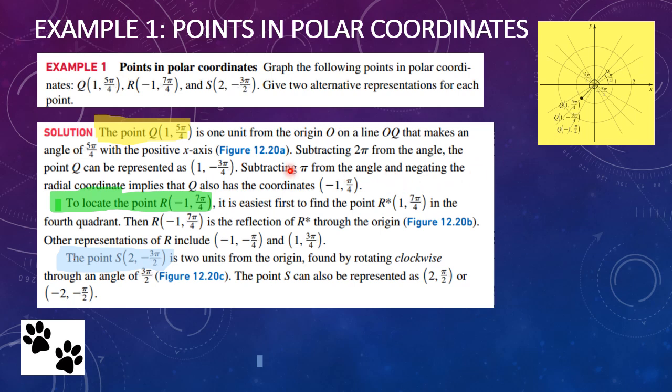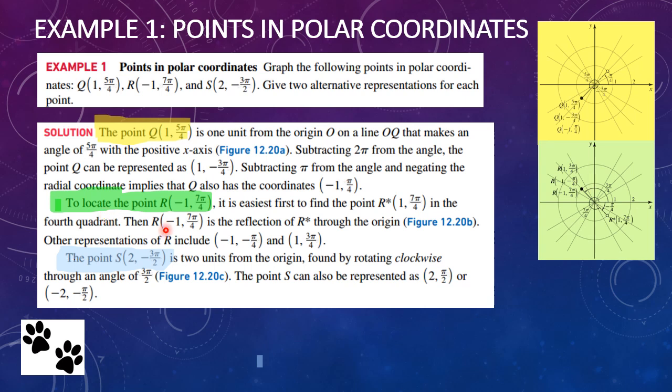Subtracting 2 pi from the angle, Q can be represented as (1, -3/4 pi). That's coming this direction. Since we had 1 1/4 pi and the whole revolution is 2 pi, this would be -3/4 pi. Simply subtracting pi from the angle and negating the radial coordinate, we get, if it's subtracting pi from the angle, takes us back 180 degrees to the first quadrant, or pi over 4. But then it changes the sign of the radial element from positive 1 to negative 1. Remember, when they're in opposite directions on a straight line, the radial components have opposite signs.